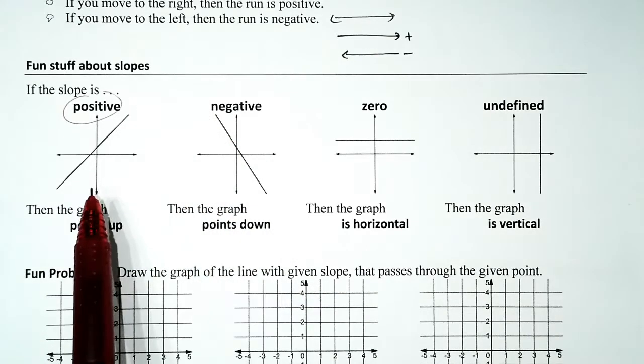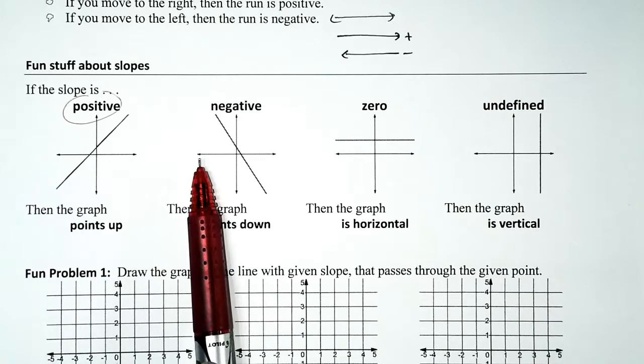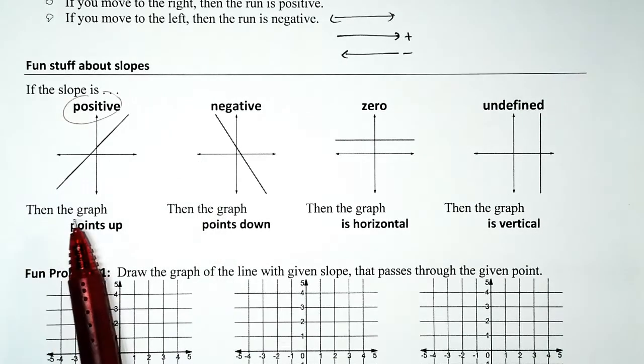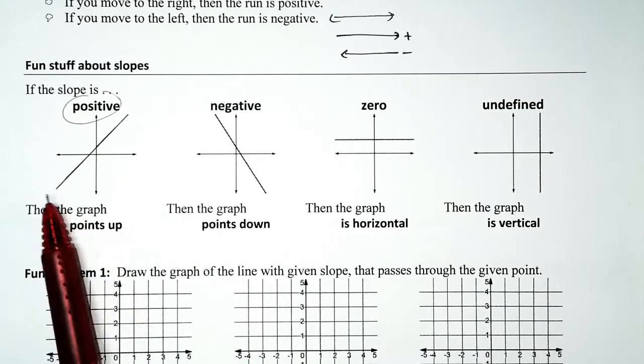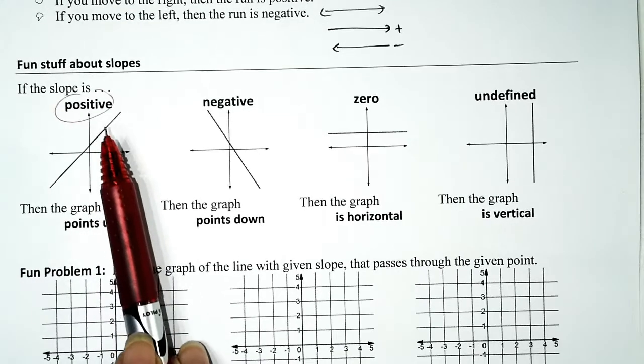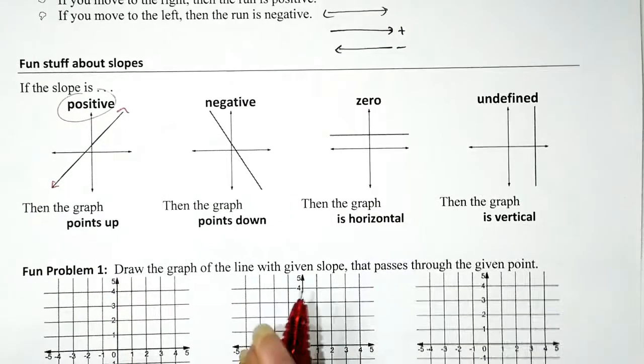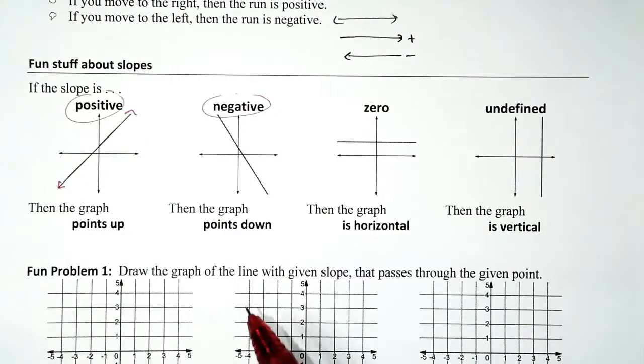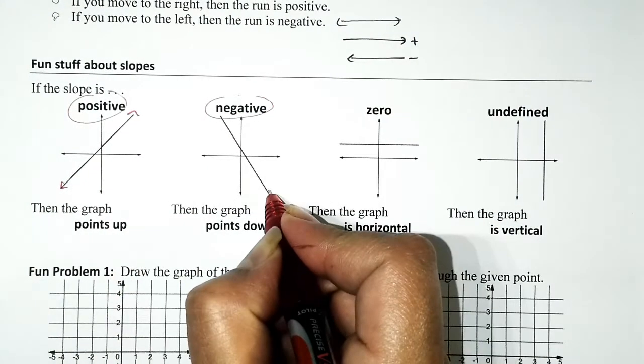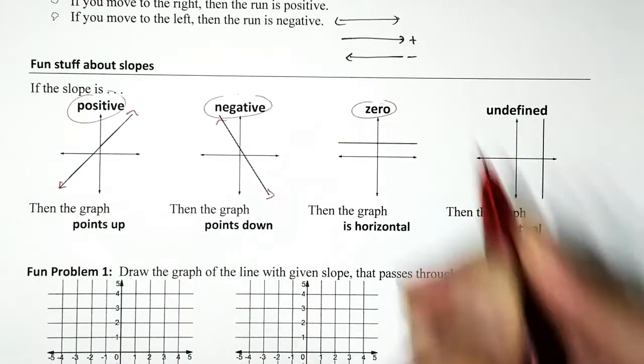But when we read a graph, we always read it from left to right, like when we read a sentence, from left to right. So as we go from left to right, if the slope is positive, then the graph is expected to point up. But if your slope is negative, you guessed it, then the graph is expected to point down. Now, what if the slope is 0?